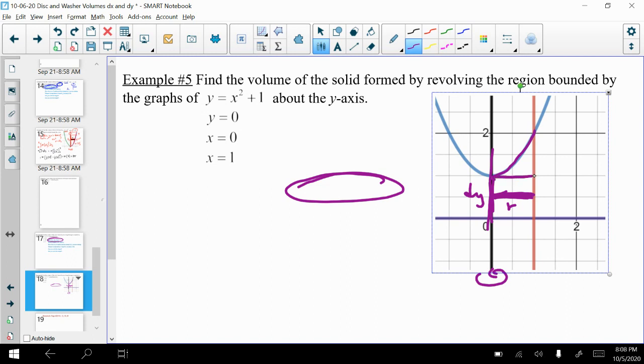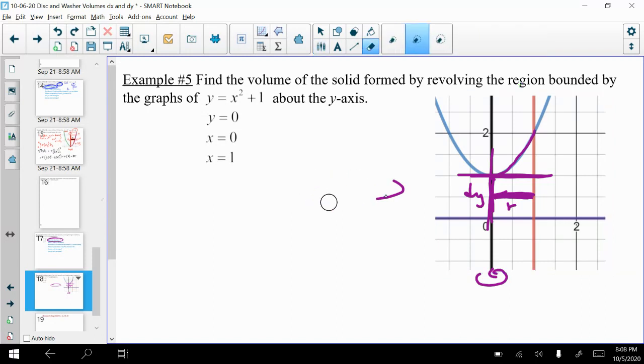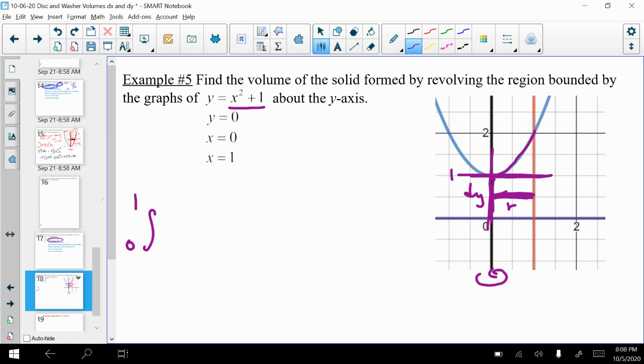When we get to here, our height starts to change. So just like yesterday when we set up area with 2 pieces, all we're doing now is we're going to have to set up our integral with 2 pieces, right? So this first one we can integrate from 0 to 1 of x squared plus 1, because we're integrating along the y.